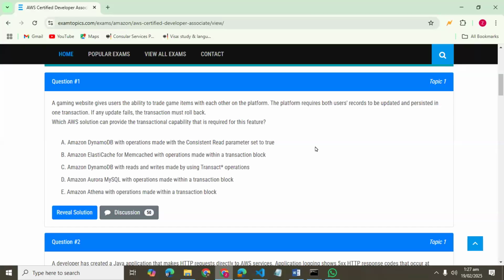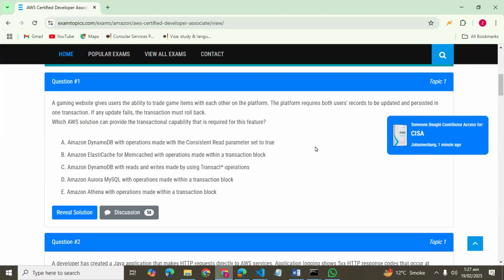You know, trade the different games' items with each other on this platform. And also on this platform, whenever the user makes a payment, the record is automatically updated. And if one of the transactions fails, then your system will be capable of doing a rollback. What does it mean by rollback? Rollback means if any transaction failed, then it must come back to its previous position.